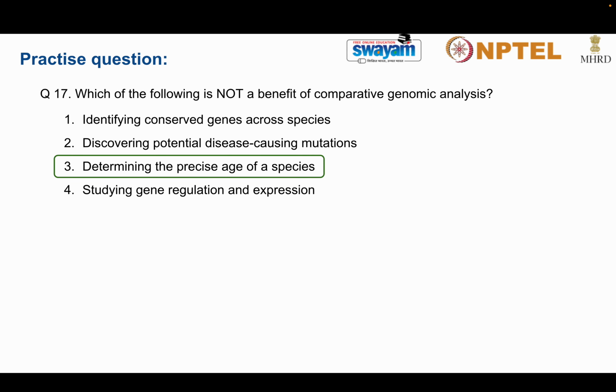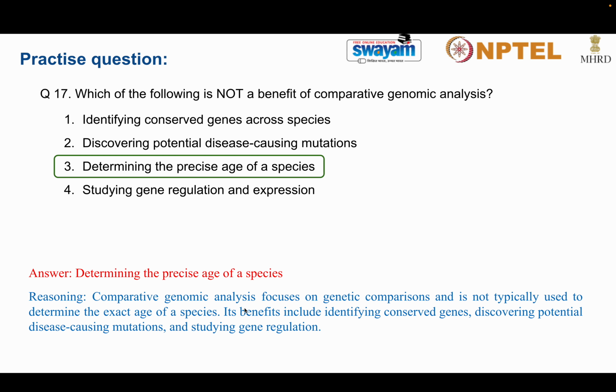You'll be able to get the correct answer out of it. Now, let's see. The correct answer is option number 3, which is determining the precise age of a species. So, this thing you cannot do with comparative genomic analysis. As comparative genomic analysis focuses on genetic comparisons, it is not typically used to determine the exact age of a species. And its benefits include identifying conserved genes, discovering potential disease causing mutations, and studying gene regulation.